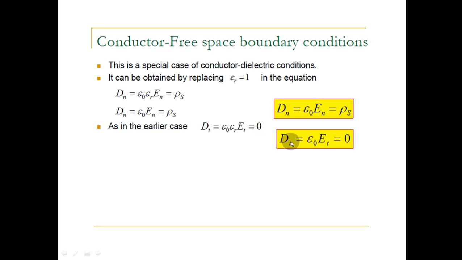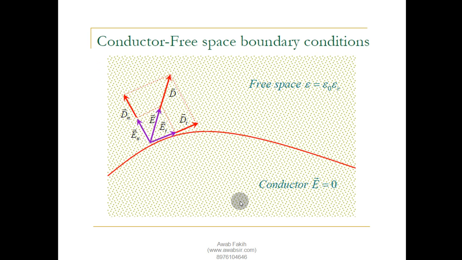So in the case of the conductor-free space boundary condition, the tangential component of the displacement vector will be 0, Dt is equal to 0, and the normal component of the displacement vector is equal to the surface charge density of that space which has been enclosed by the area. So these are the equations. Okay, let's go to the next slide.